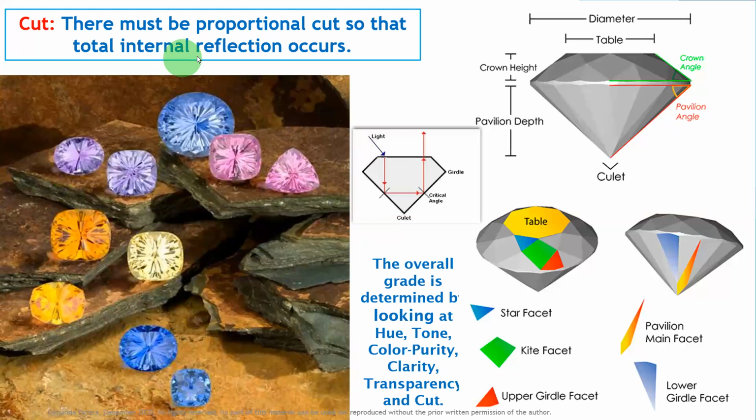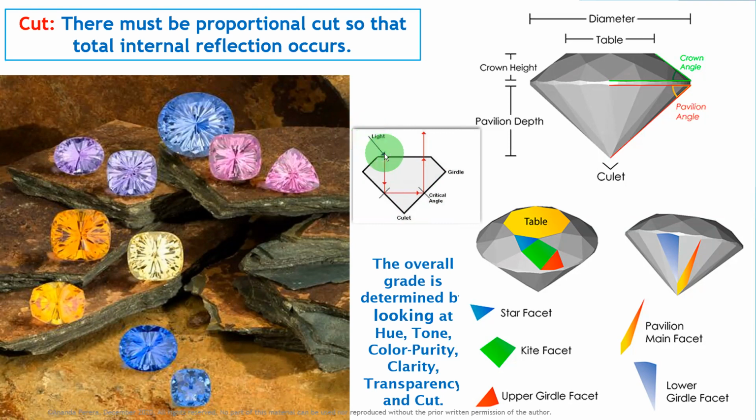Now look at this. Cut. We finished color and clarity. We are discussing the cut. There must be a proportional cut so that total internal reflection occurs. Look at these stones. All the stones here are perfectly cut. No light leaks. Perfectly cut. That means it reflects the light like this. This is the correct way. No cutting errors here.